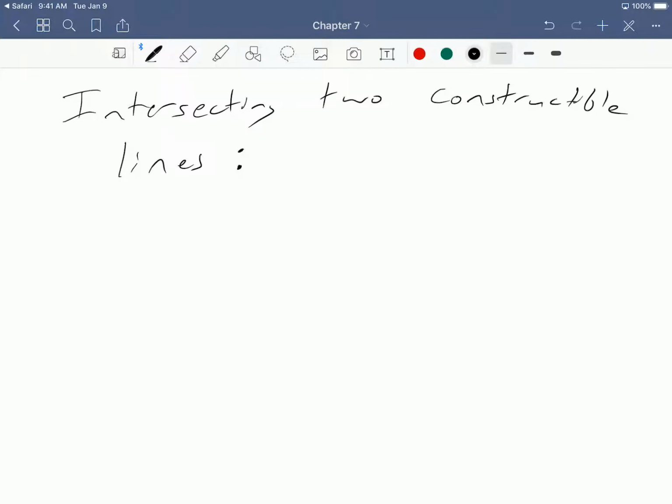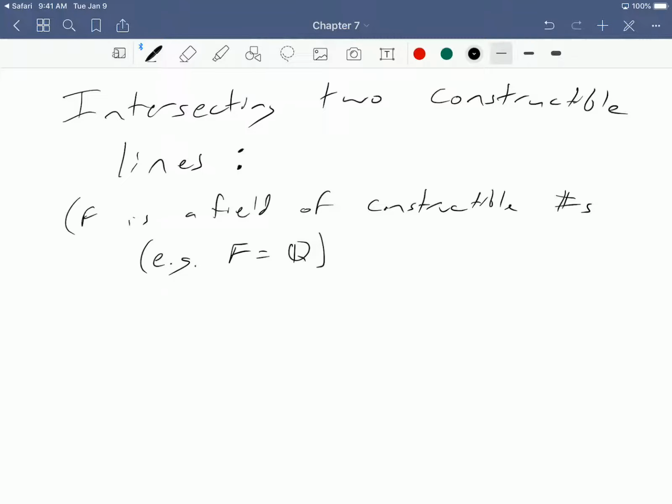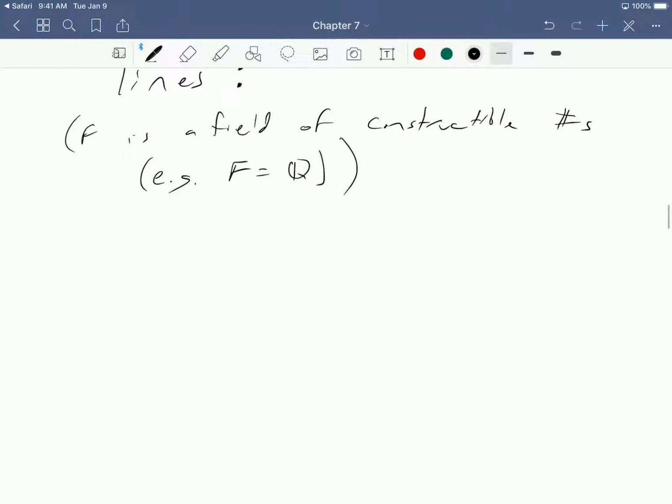All right, we're going to start by looking at what happens when we intersect two constructible lines. So remember, what it meant to be constructible was that the coefficients of the equation of the line were numbers. So again, F is a field of constructible numbers. And you should think about this as, for example, F is the set of rationals. And so our lines were constructible, coefficients were in that field of constructible numbers.